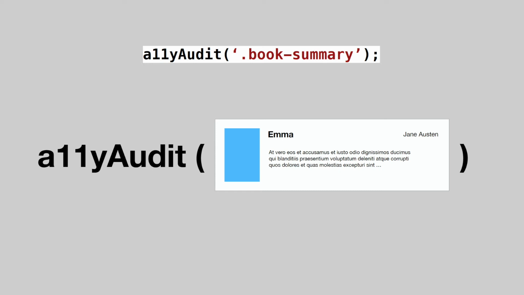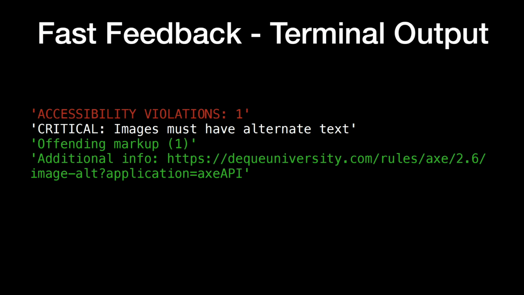So a really, really simple step to introduce into an existing process. And on top of that, we get some really great fast feedback in a number of different channels. So first, if you're running these tests in a headless browser in your terminal, you're going to get some fast output right there. It's going to give you pretty much the same output that we visited when we looked at the Axe Chrome extension, where it's telling us the number of violations. Then it's telling us the violation is critical. Images must have alternate text. It's saying there's one piece of offending markup, and it's giving us a link to Deque with remediation techniques.